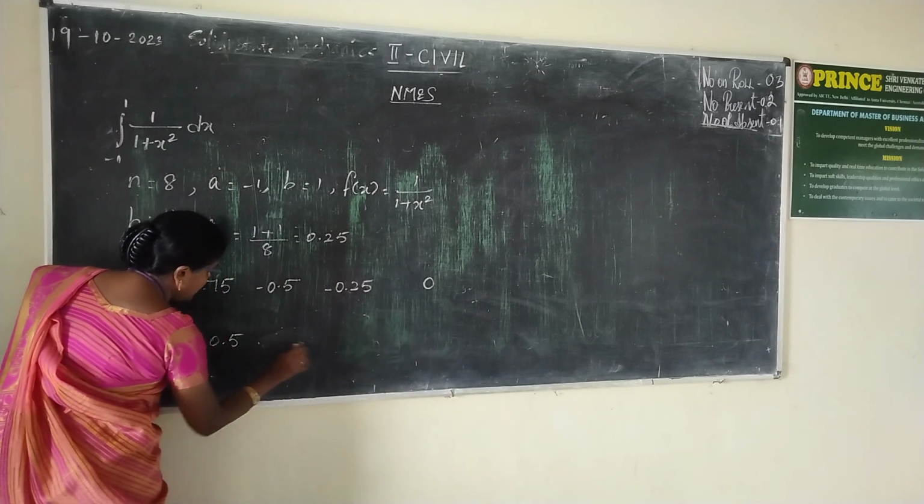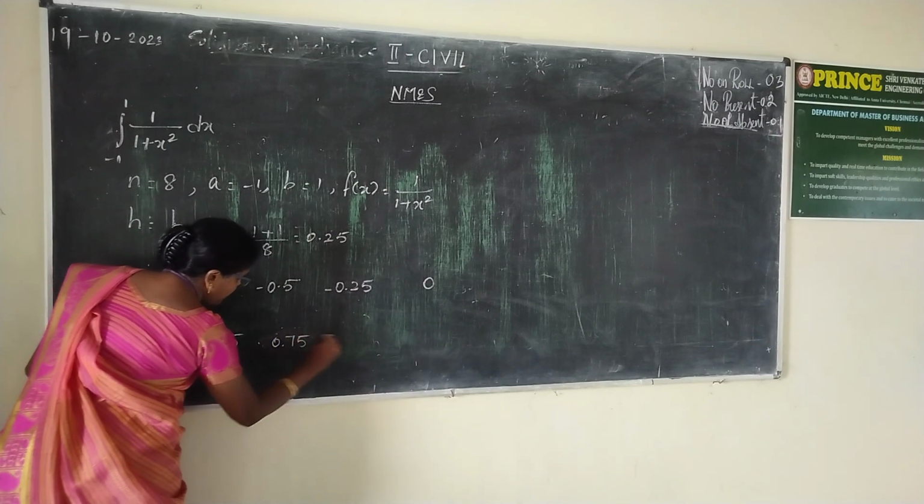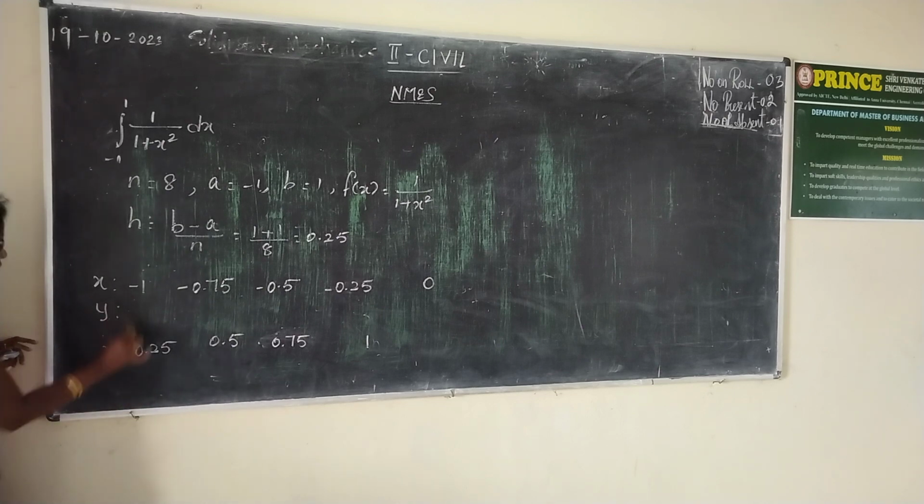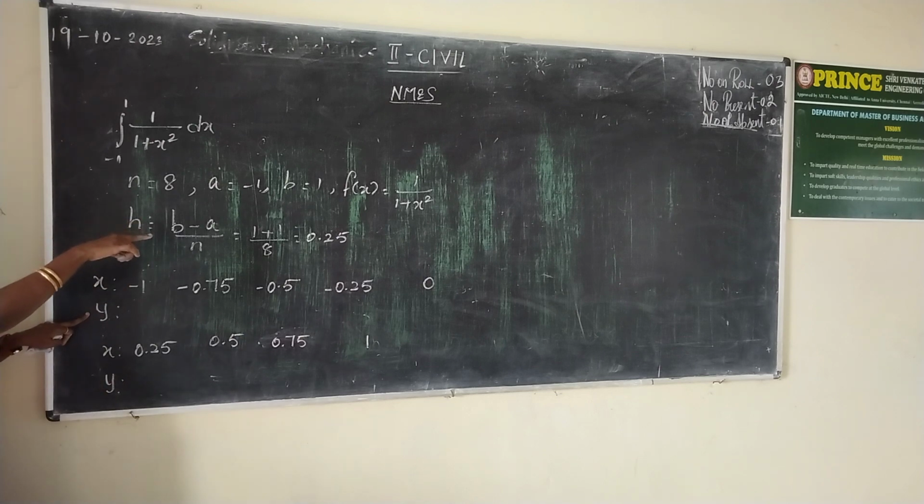Add the corresponding h value. Okay, wow. Any doubt in forming the x values now? Okay. Now we are identifying the corresponding y values. To find the y values, you take the help of your f of x.